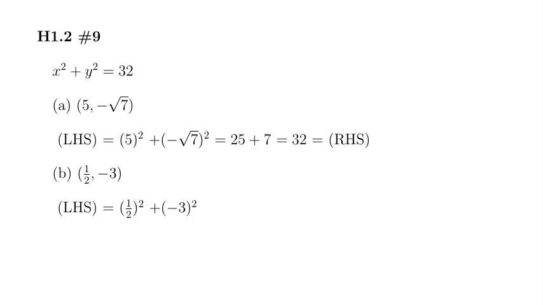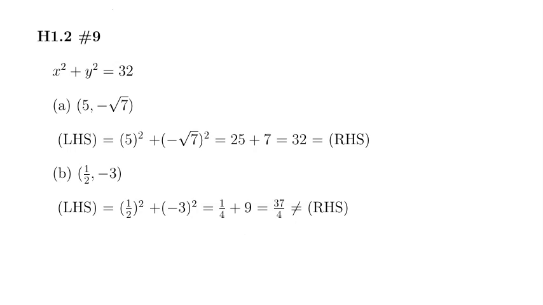If you do that, 1/2 squared is 1/4, and negative 3 squared is a positive 9. If you add them up, 9 is 36 over 4, plus 1 over 4 is 37 over 4. But you can see that 37 over 4 is not the same thing as 32, so it's not equal to the right hand side. Which means that it's not a solution point.